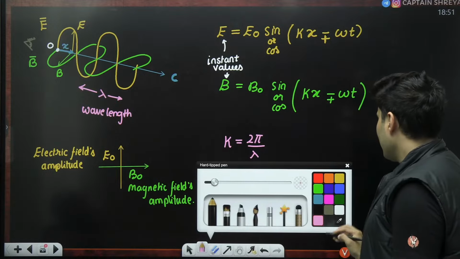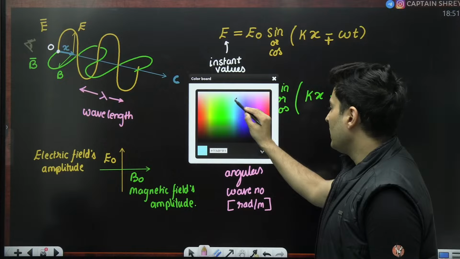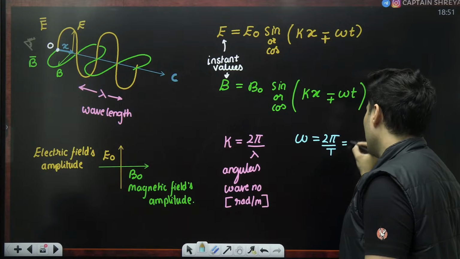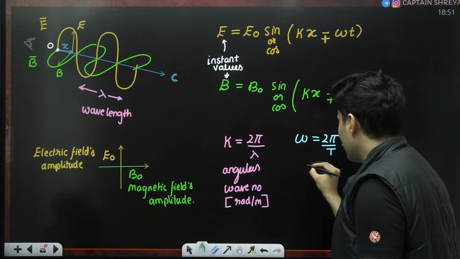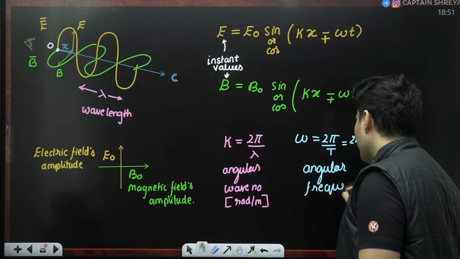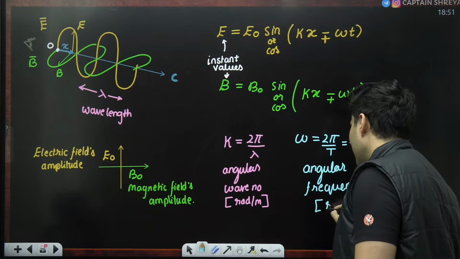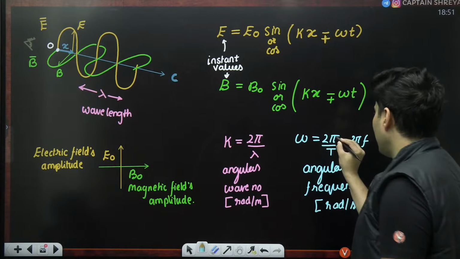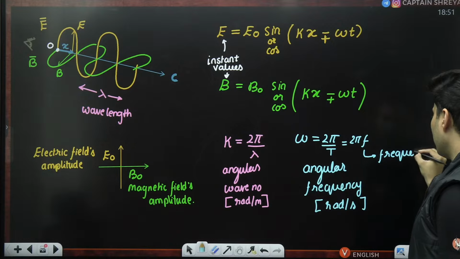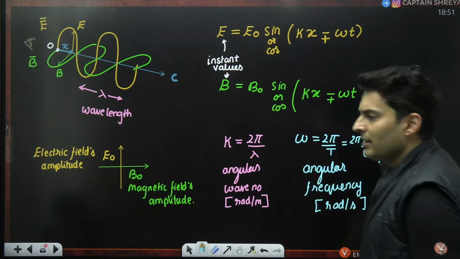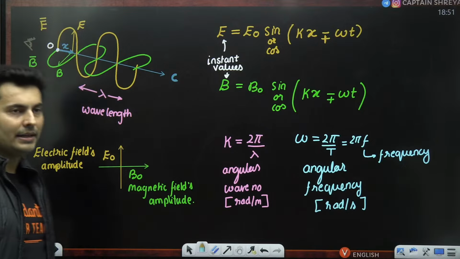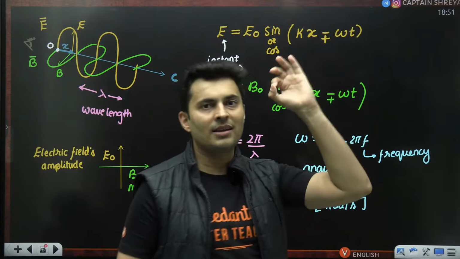What is omega then? Omega is 2 pi by T, which is also 2 pi into f. That is called the angular frequency, we have seen this word. Angular frequency. Unit is radian per second. What is this f? f is just called frequency, not angular frequency. Angular frequency is radian per second. Frequency is just per second. Frequency is just how quickly it goes up and down. That is what these terms are.